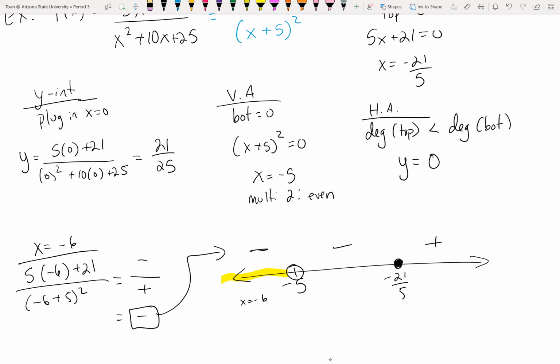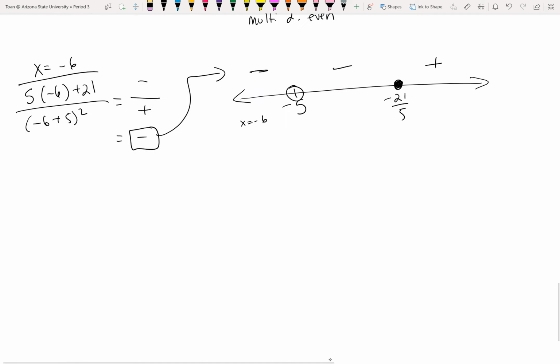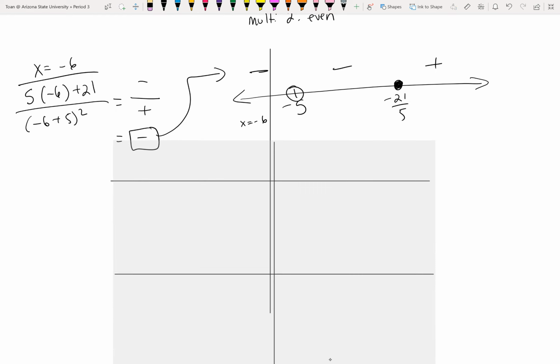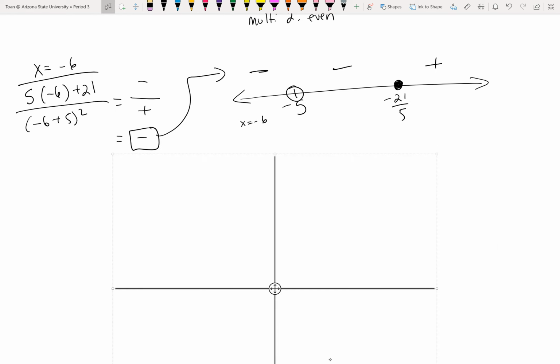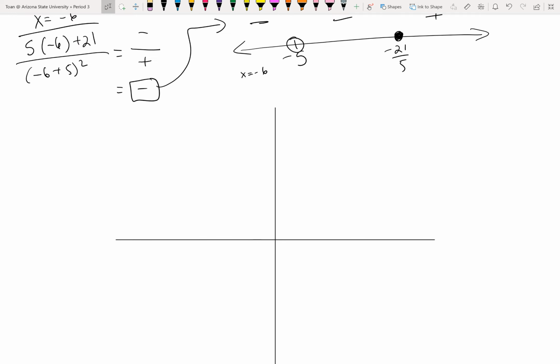And then all you got to do is plot it. Let's graph it. Shapes, coordinate system. I got some pretty big negatives, negative 5, negative 21/5. So I'll make a lot of negative dashes, say 1, 2, 3, 4, 5, 6, 7, 8.